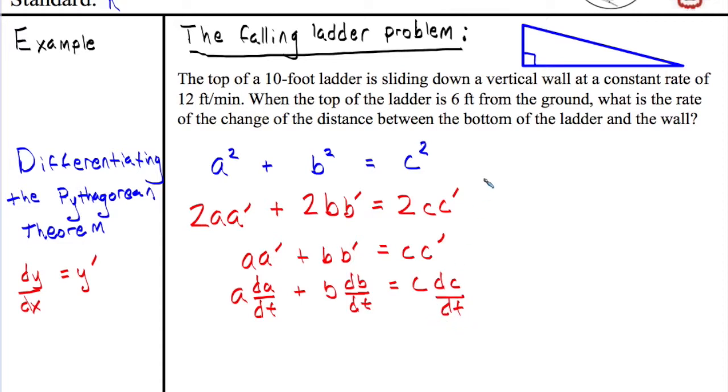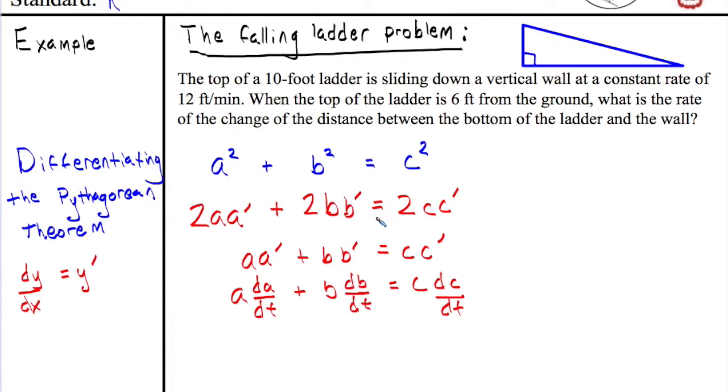You might ask me, Mr. Snell, why do we even care if it's with respect to x or with respect to time? Can't we just leave it c prime and b prime? And the answer, in short, is yeah, it doesn't really matter, but I just want to make sure that you know that it is with respect to time when you're solving these problems. Because our units here, in this problem at least, are going to be feet per minute.